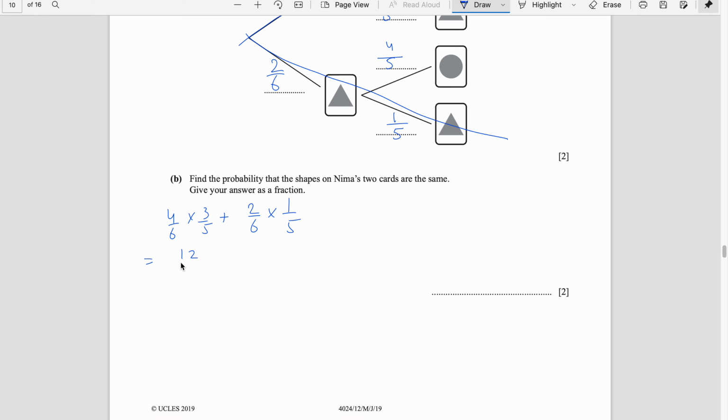6, 4 times is 12. 5, 6 times is 30. 2, 1 times is 2. 6, 5 times is 30. Take the LCM. 12 plus 2. 14 by 30. 2, 7 times. 2, 15 times. So the probability is 7 by 15.